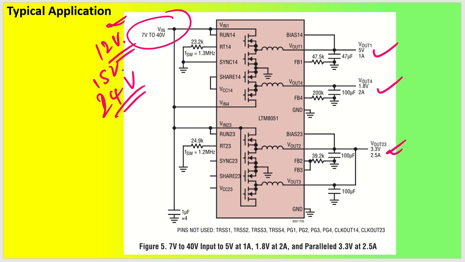Coming back to output settings, 5 volt, 1.8 volt and 3.3 volt. 3.3 volt has been set to both the channels, channel 2 and channel 3. So there it is kind of a load sharing. That's the reason the output current rating will increase here.